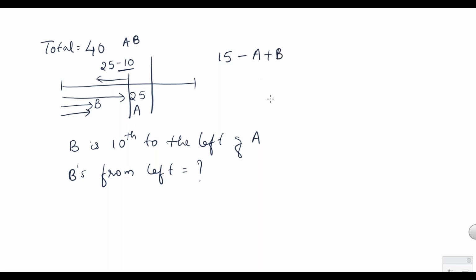But if I have to find the position of B, I have to subtract A and I have to include B. So again -1 + 1 is 0. So the answer is simple, 25 minus 10, that is only 15.